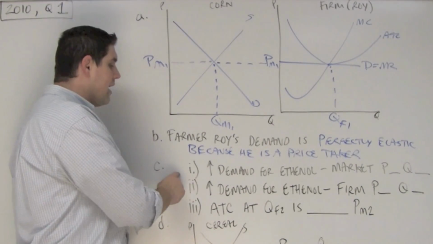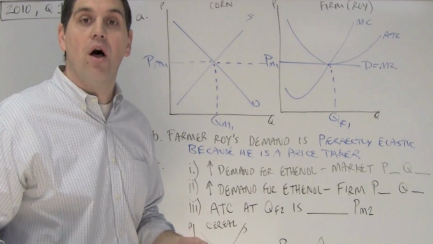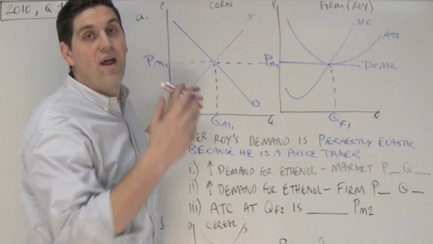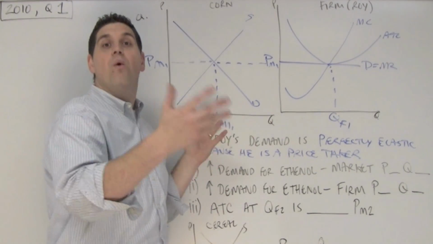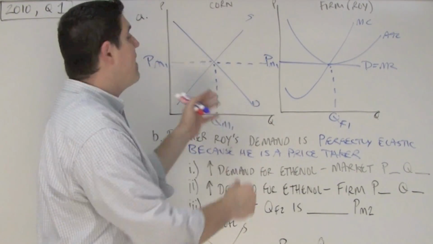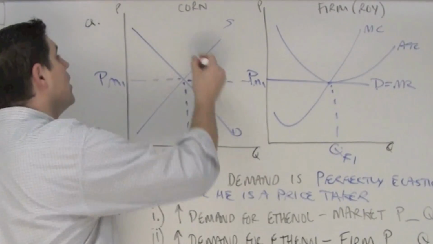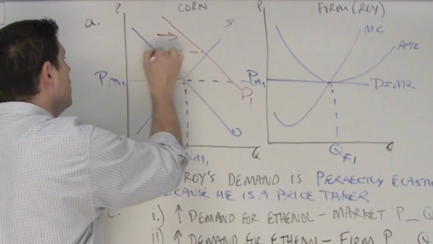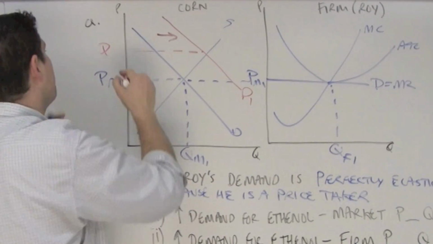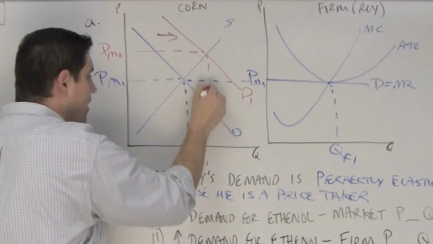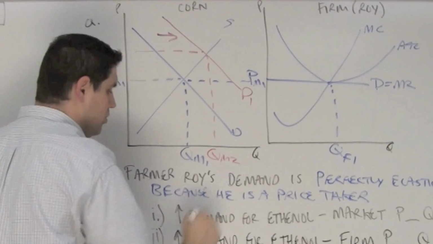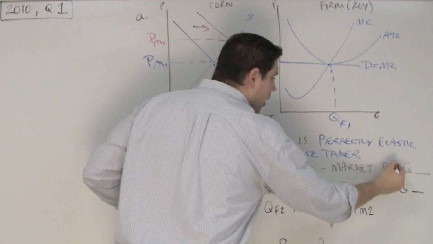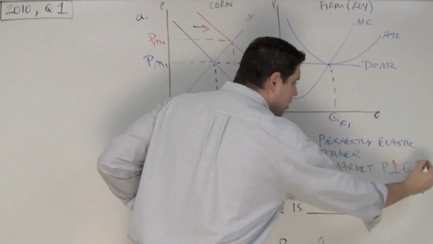So down here in C, it says that demand for ethanol has increased. And it also tells you that corn is an input for ethanol. So if people want more ethanol, what do they need? Well, they need more corn. And that's going to increase the demand. So an increase in the demand for corn, label that D1 with an arrow. They ask you to label this PM2 and the new quantity QM2. So according to the question, demand for ethanol goes up, market price is going to go up, and the quantity is going to go up.